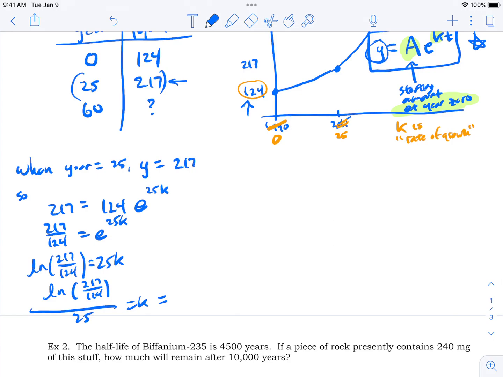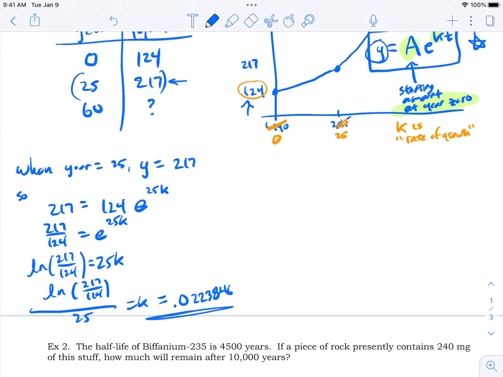217 divided by 124. Hit my equals button. My natural log of answer equals, divide that by 25 equals, I've got 0.022384 6.